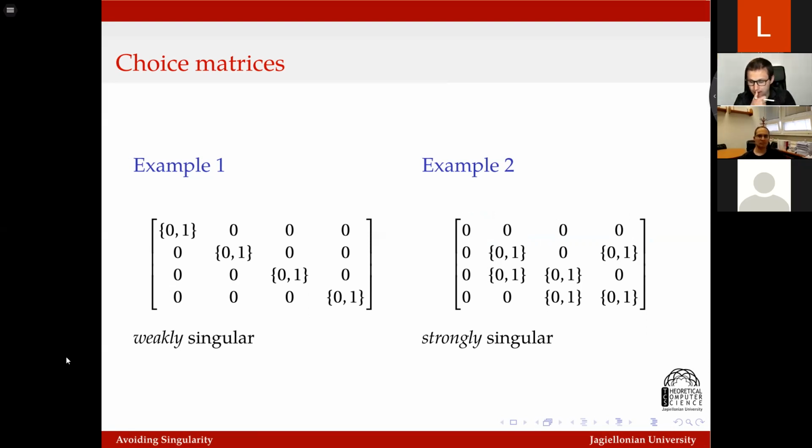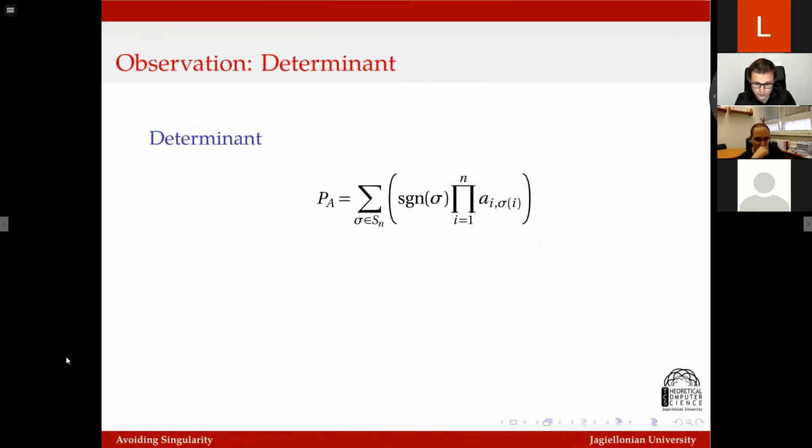So I want to decide whether a matrix can be completed to be non-singular. Okay, so I hope the problem is easy enough and does not require any more introduction. So let's make some easy observations.